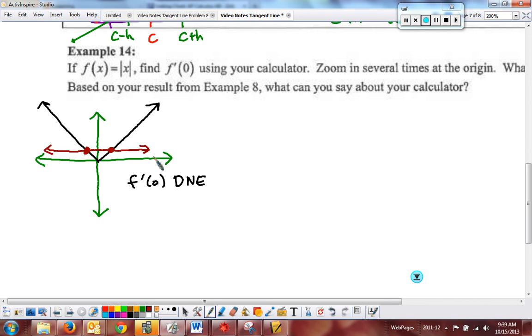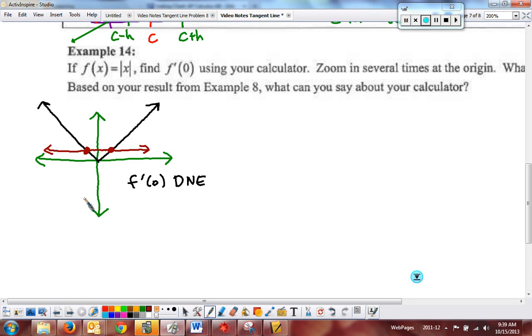Why didn't this method work on this one? What's wrong at x equal to 0? Well, it is continuous. There is a cusp there, which we know does not have the derivative because the slope on the left and the slope on the right, you're not going to get the same value if you do the alternate form of the definition. So this is kind of what we call a failure of the calculator and using it.